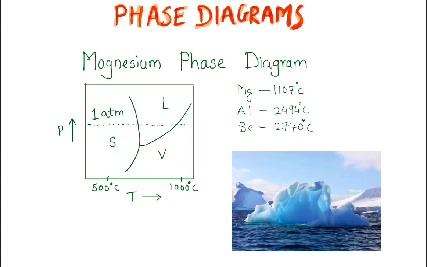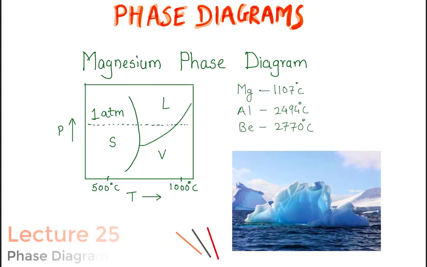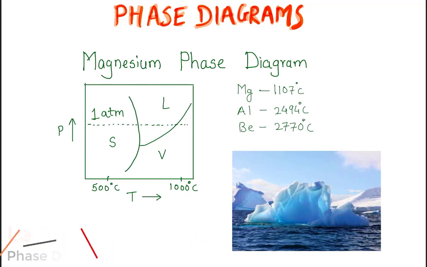So the first question that should come to your mind is: what is meant by a phase? As we know, if we take the example of water, we have three phases: one is solid, one is liquid, and one is vapor. These phases and their variation with temperature, pressure, concentration, or any other variable is known as a phase diagram.